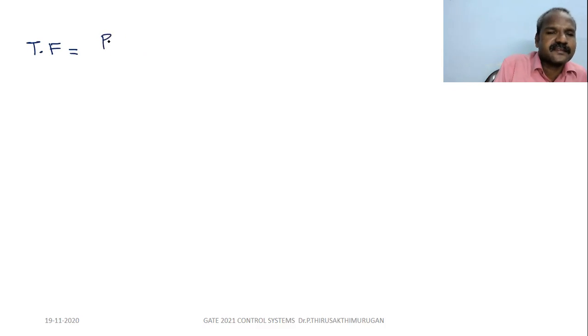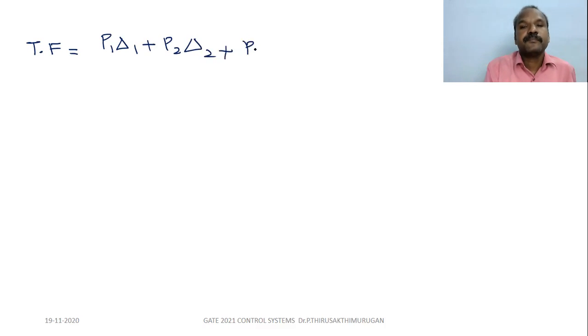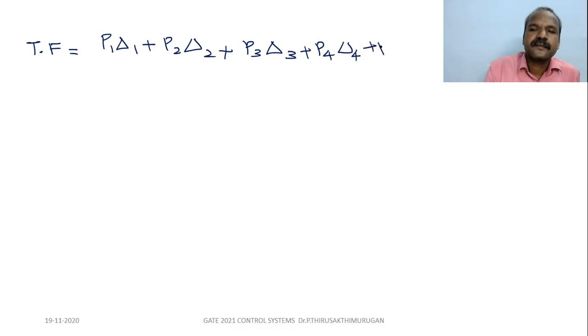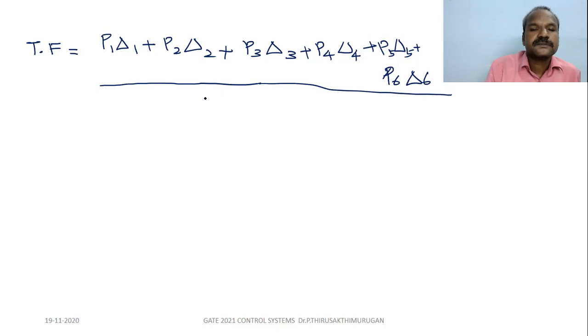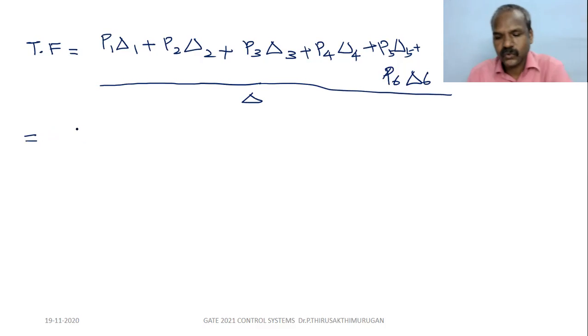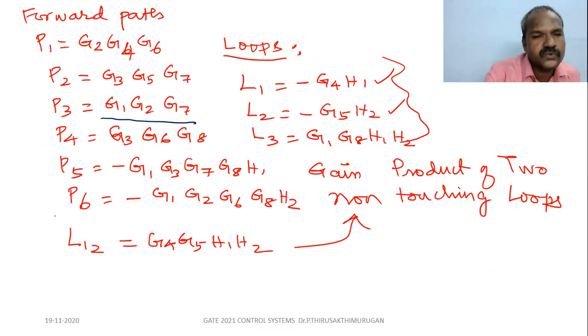That is, we can write like this: P1 del 1 plus P2 del 2 plus P3 del 3 plus P4 del 4 plus P5 del 5 plus P6 del 6, whole thing divided by delta. So what is P1? G2, G4, G6.